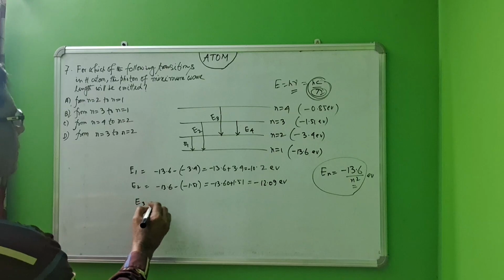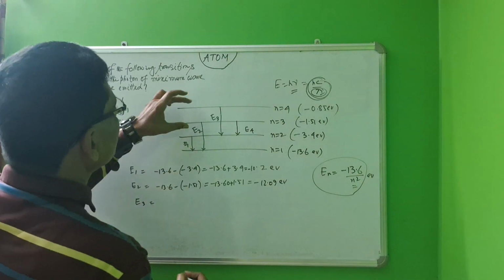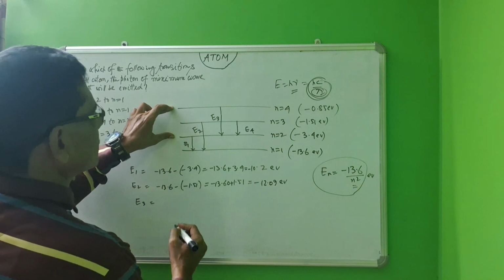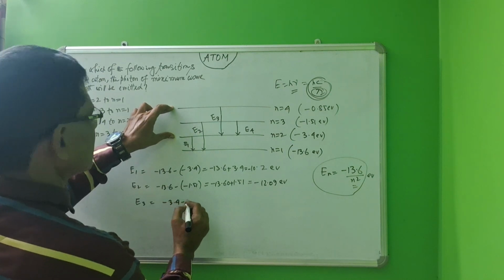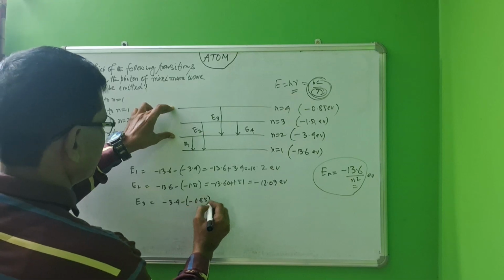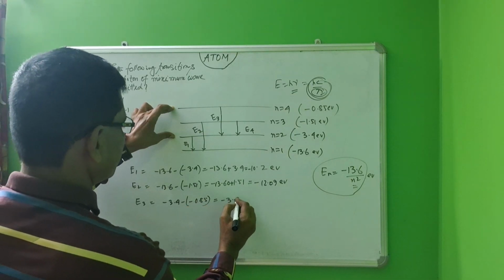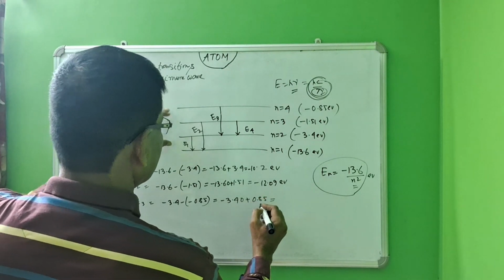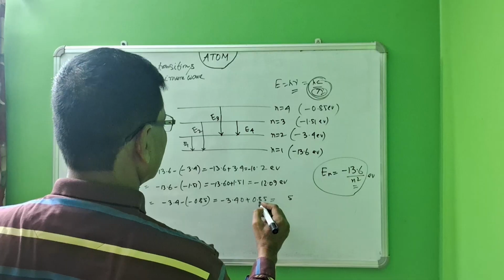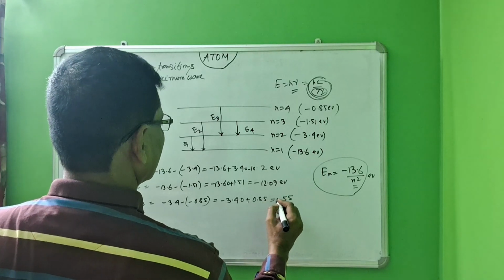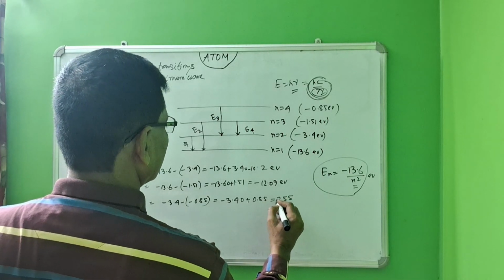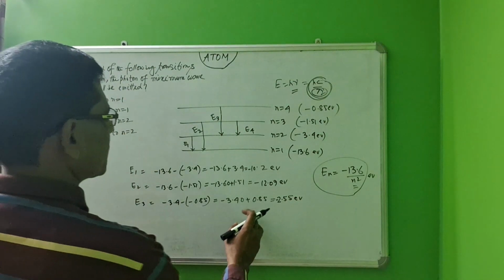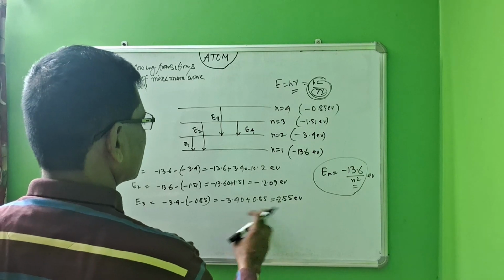Now E3 gives you the transition from n equals 4 to n equals 2. So this will be minus 3.4 minus of minus 0.85. This gives you minus 3.40 plus 0.85 equals 2.55.